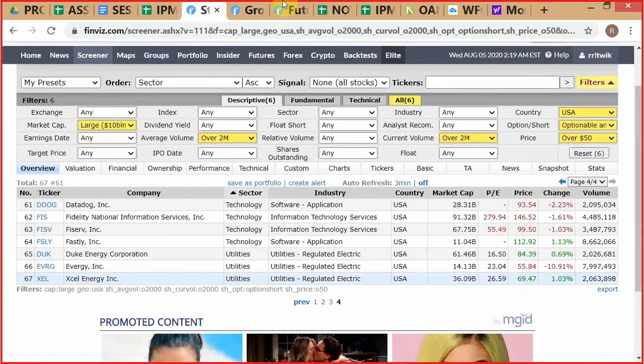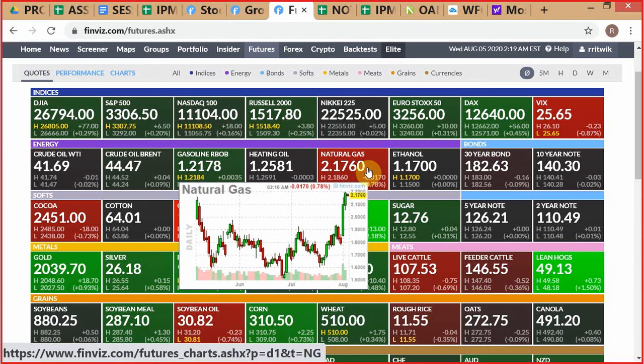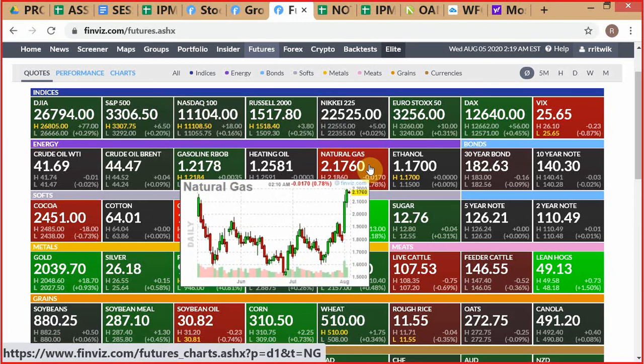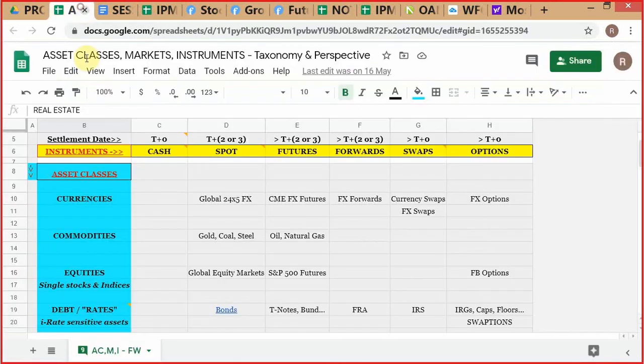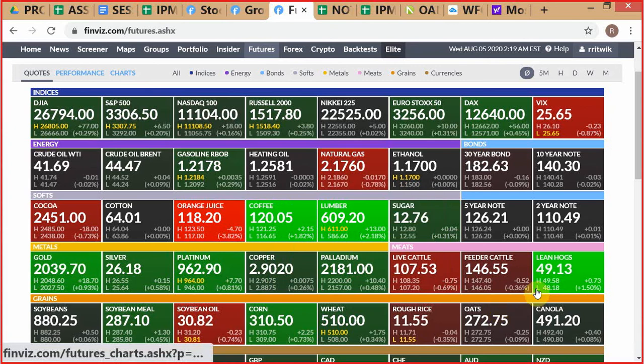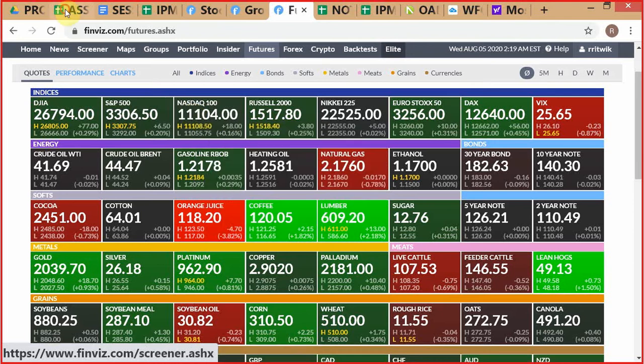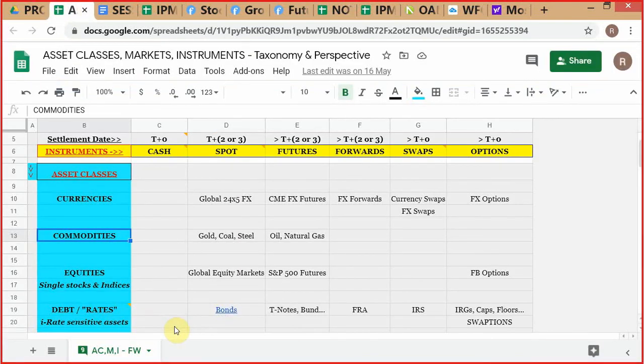So for instance, where will natural gas go? Which asset class will natural gas be in? Commodities. Correct, commodity. Excellent. So natural gas will go into commodities. Then if you are looking at the NASDAQ 100, where will that go? Equities. Equities, correct. I taught you last time that the Nasdaq 100 is the major tech index.